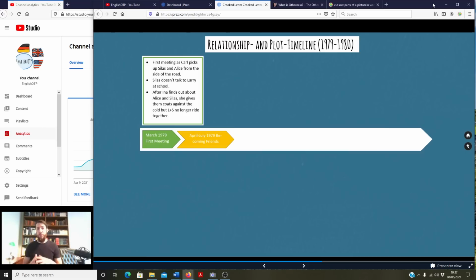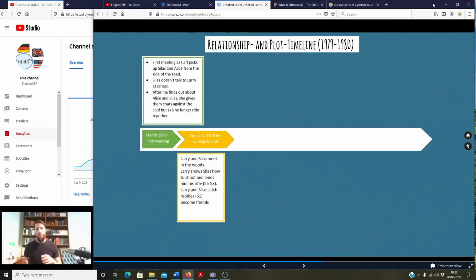The next part is between April and July in 1979. That's when they become friends. It's a sort of strange friendship because they seem to get along really well, but still Silas doesn't talk to Larry at school. So Larry and Silas meet in the woods. Larry shows Silas how to shoot and lends him his rifle. Larry also helps Silas catch reptiles. They do that together. They spend a lot of time together and they become friends. They meet on a regular basis.